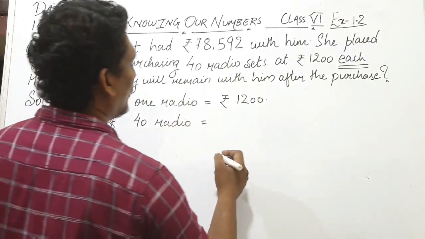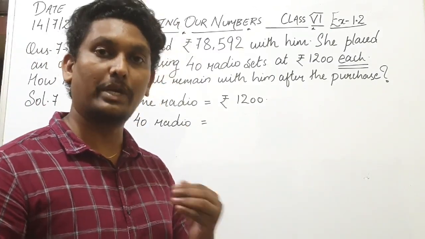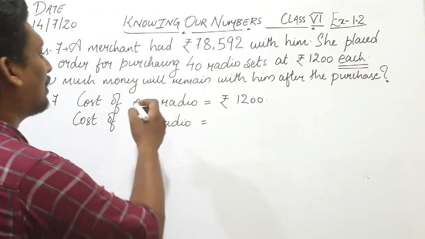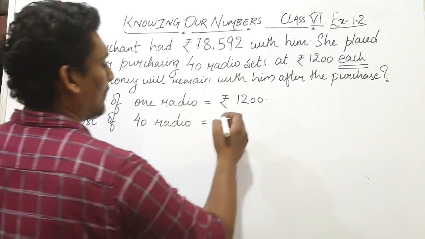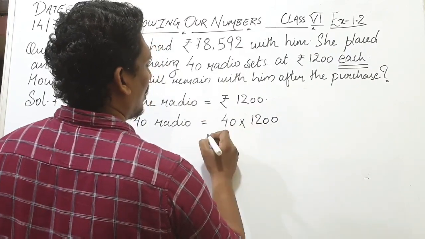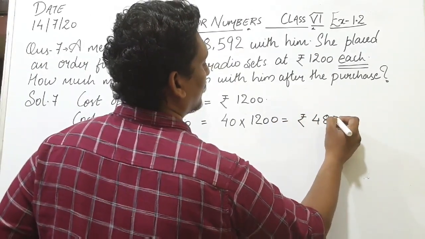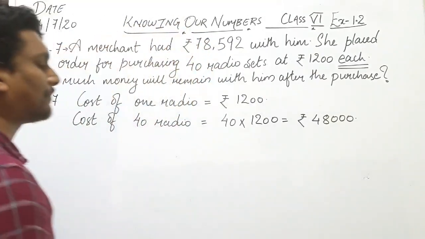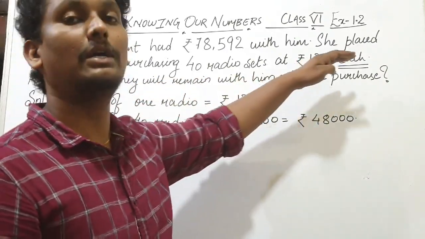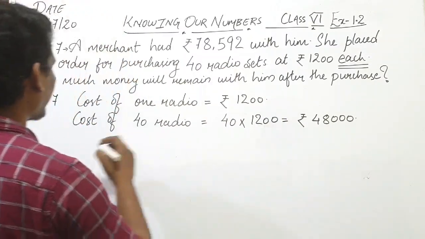Cost of 40 radios. As I told you in the previous question, for finding the value of 1 we have to do the division, and for finding the value of more we have to do the multiplication. Here the value of 1 is given, we have to find the value of 40. So we will just multiply that with 1200. How much? 12 fours are 48, so rupees 48,000. Now afterwards, what do you have to find out? How much money will remain with him after the purchase. For this, we will do the subtraction.